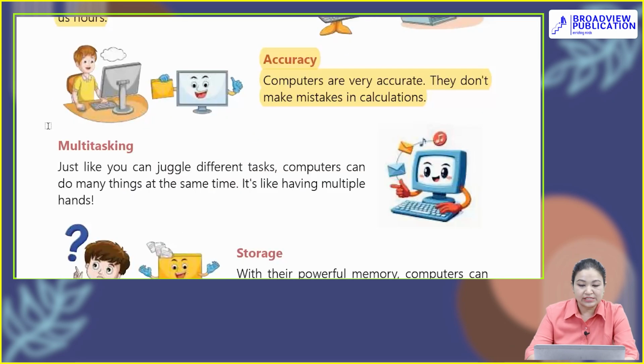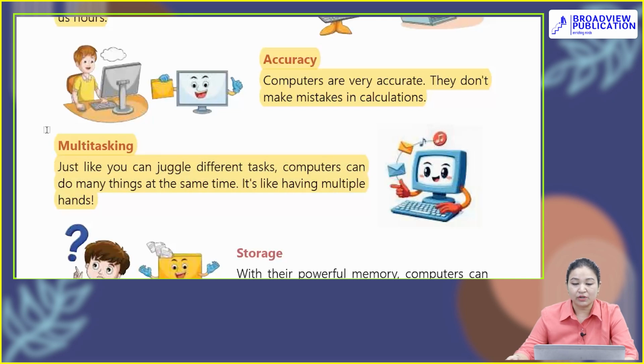So next is accuracy. Computers are very accurate. They don't make mistakes in calculations. So as you see, whatever data you provide to the computer, it gives you the result on that. They don't make any mistakes.